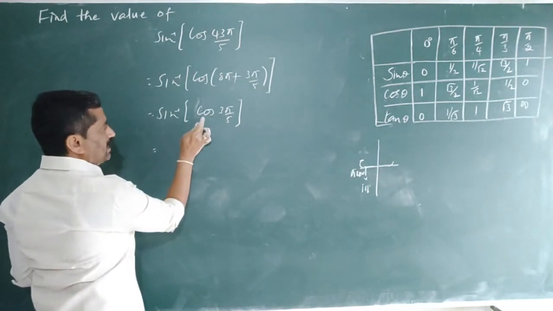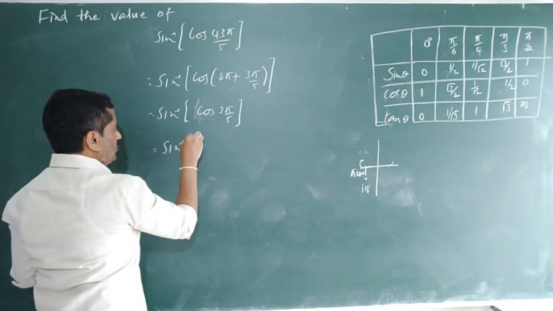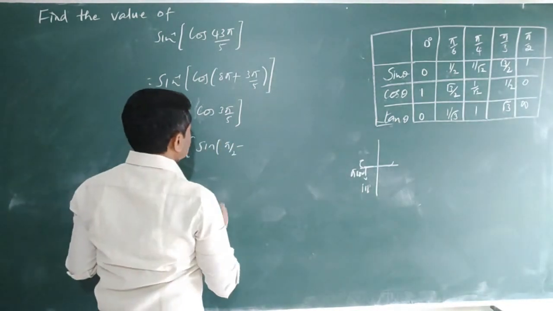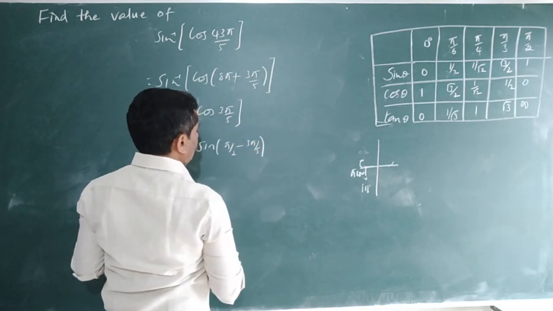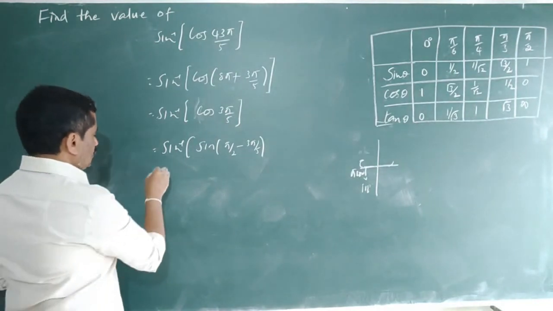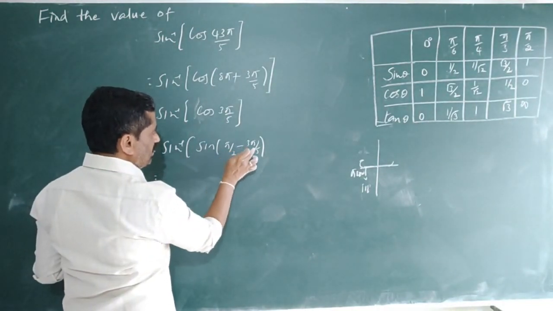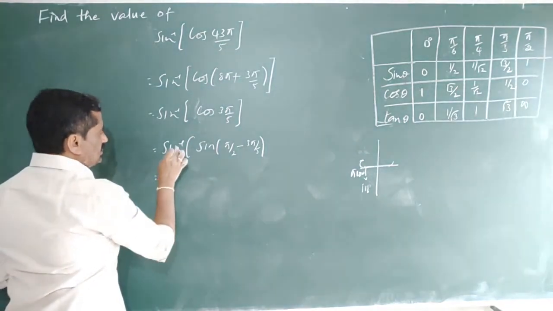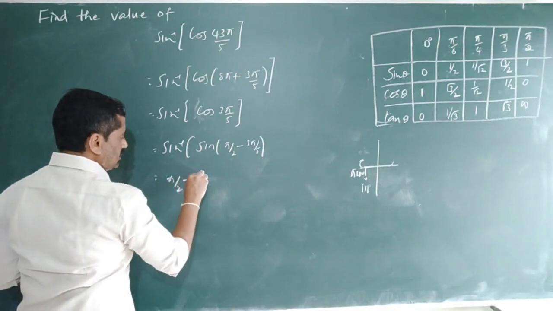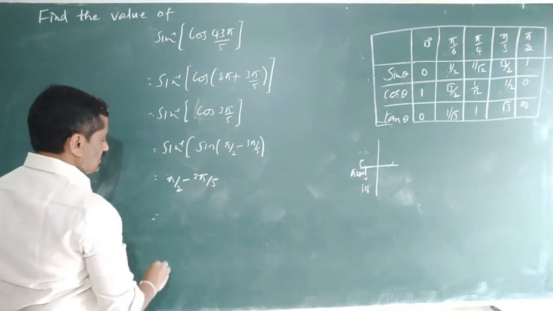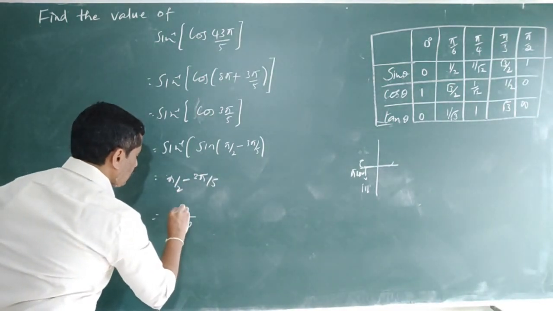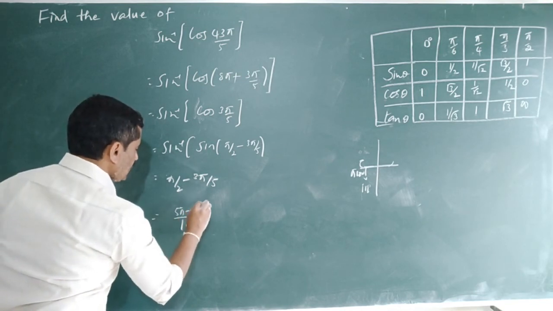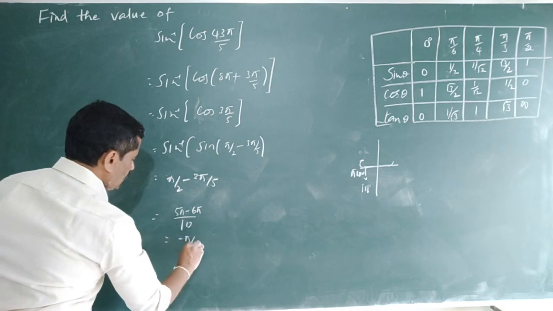Again, we have to convert this in terms of sine. Therefore, that is sine inverse of sine of pi by 2 minus 3 pi divided by 5. We know that pi by 2 minus 3 pi by 5 comes in the first quadrant, and in the first quadrant sine is positive. So sine inverse and sine get cancelled, and we have pi by 2 minus 3 pi divided by 5. Simplification: take the LCM, that is 10. 5 into pi is 5 pi, minus 2 into 3, that is 6 pi. That is equal to minus pi divided by 10, so this is the answer.